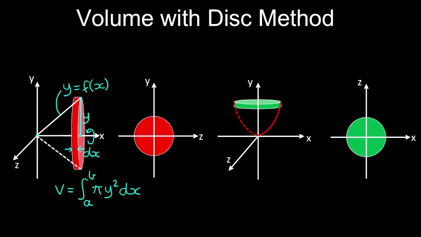Now we can also revolve a two-dimensional region, in this case this region over here, about the y-axis. So in this case, the disk is going to have a radius of x, and this time the thickness of the disk would be dy. So that gives the volume of the disk, and then we integrate from y equals a to y equals b. And that gives us the volume of the solid.